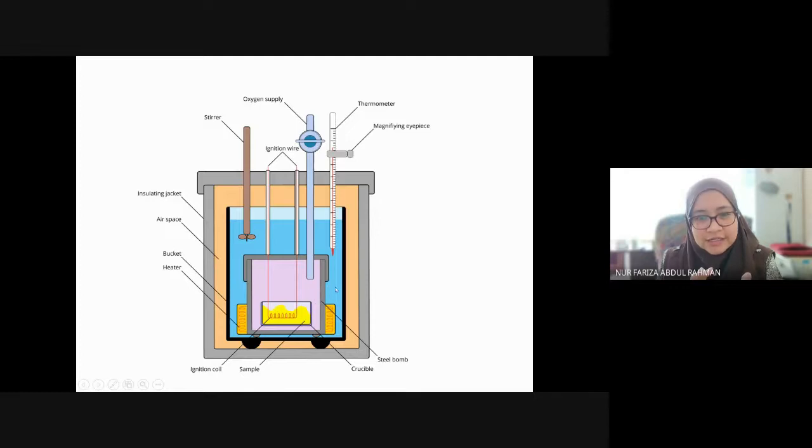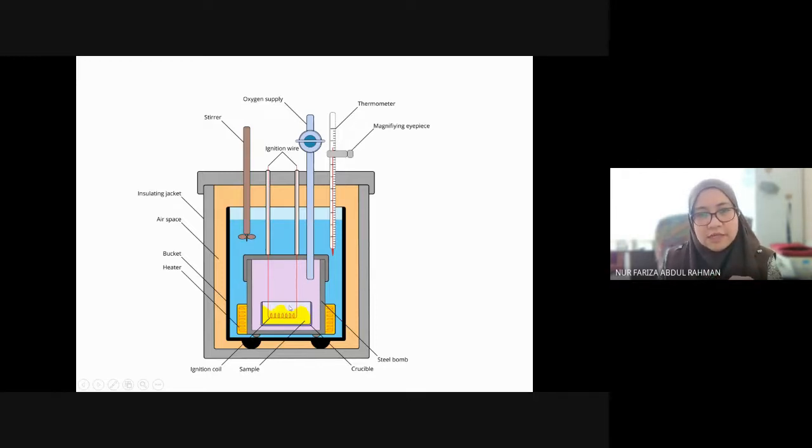Okay, so it will release the energy to the water. And then the temperature will be recorded. So there is a change in temperature. Okay, so we measure the heat absorbed by this calorimeter. Okay, because Q system, sometimes we cannot measure directly, you know. We cannot measure directly the heat of the system itself.